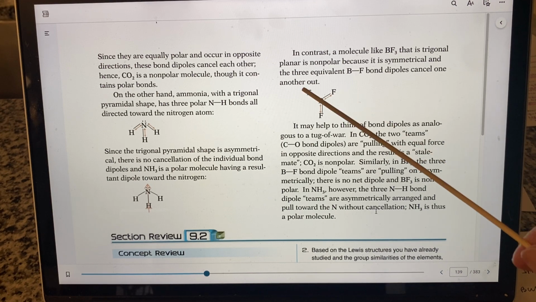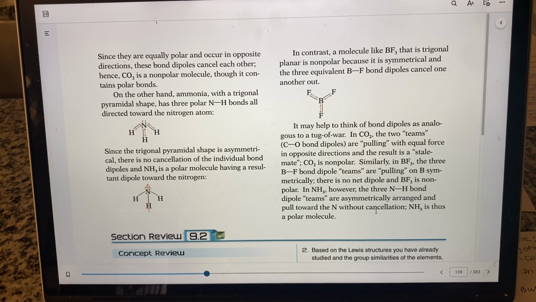And then in the BF3, this one here, they're going to have pulling on all sides. This one's pulling, this one's pulling, this one's pulling, but they're all going to be equal. They're equally pulling each other. So they're going to be very symmetrical. So there's going to be no net dipole. There's not going to be a positive or negative. And this one is going to be nonpolar.